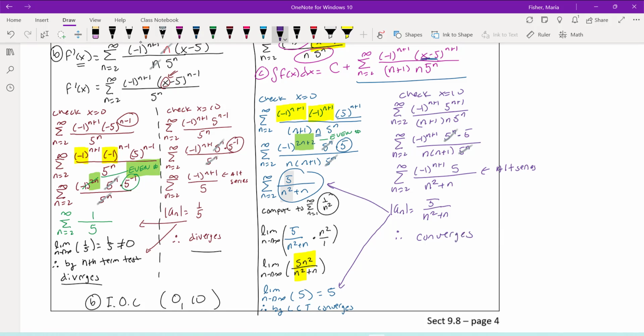Since it converges and we were trying to find the interval of convergence for part C, we know that the interval of convergence, remember it's the same two numbers, 0 and 10, we converged at both, we'd have brackets for both. That's it for power series.